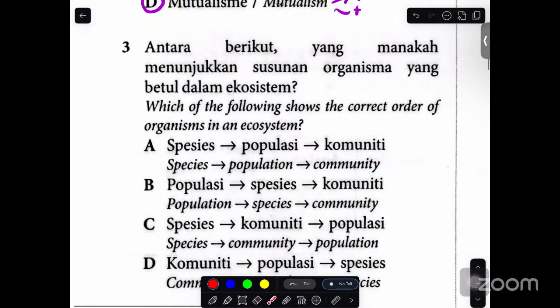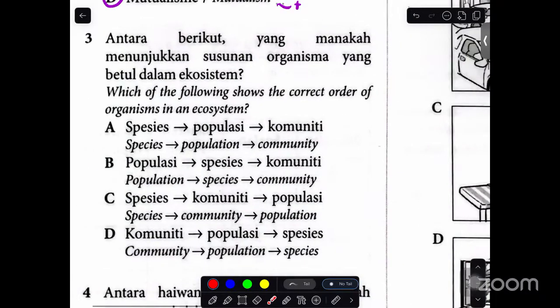Got it. Alright, next. Susunan ekosistem. Yang ni sangat senang. Susunan ekosistem. Which one is it? A, B, C, D?